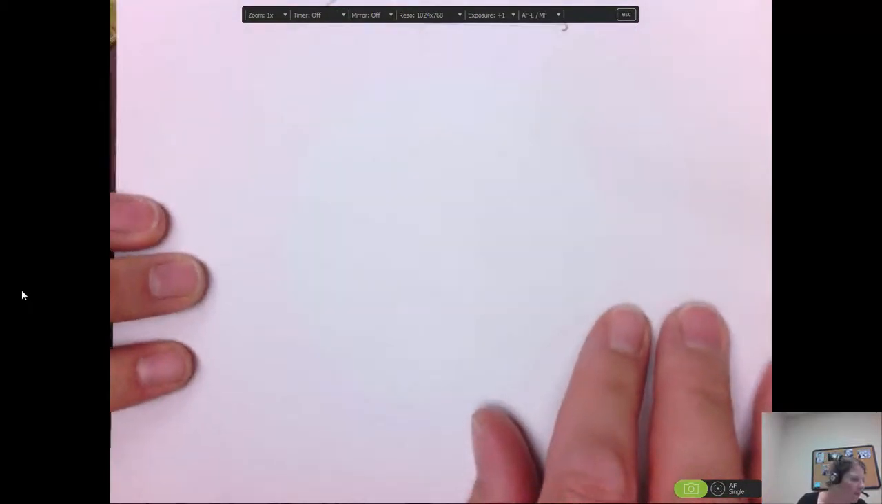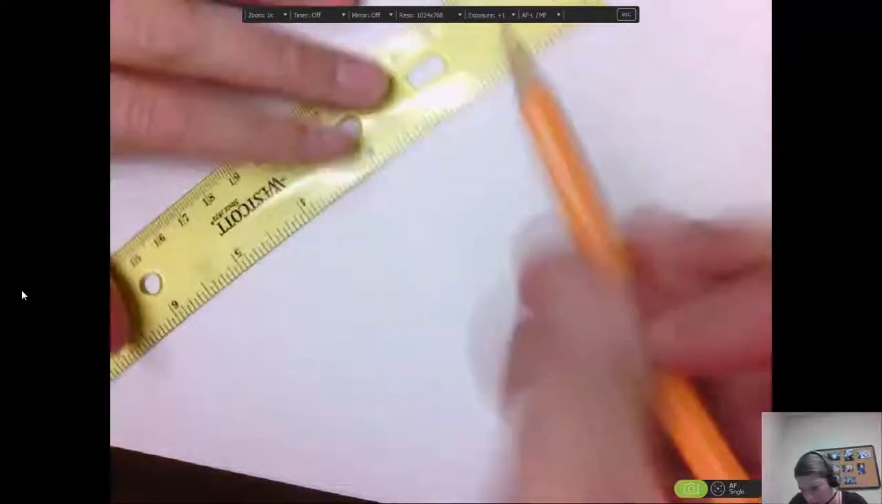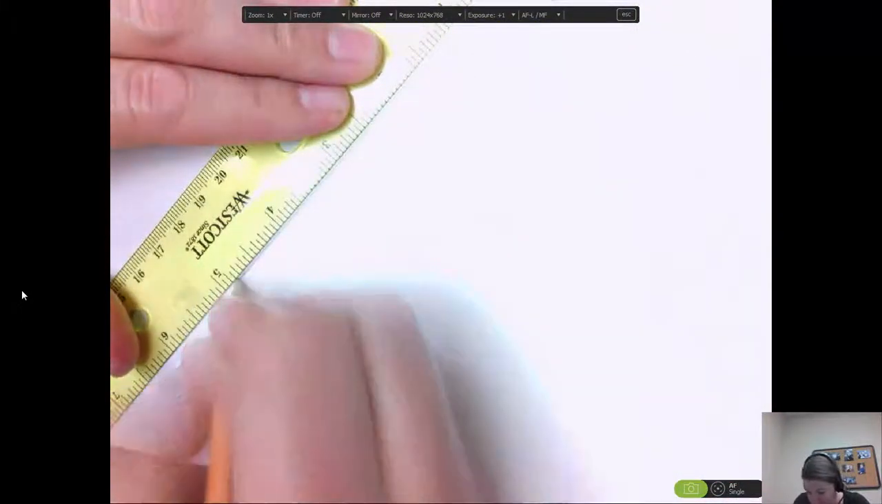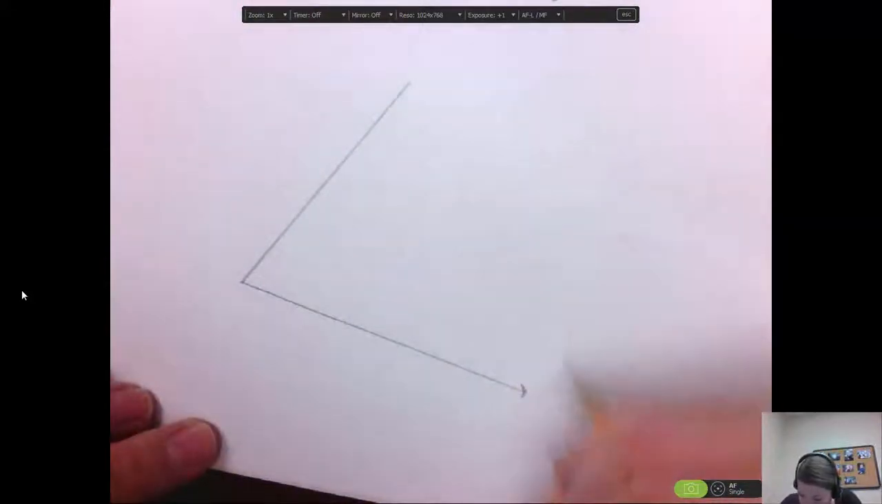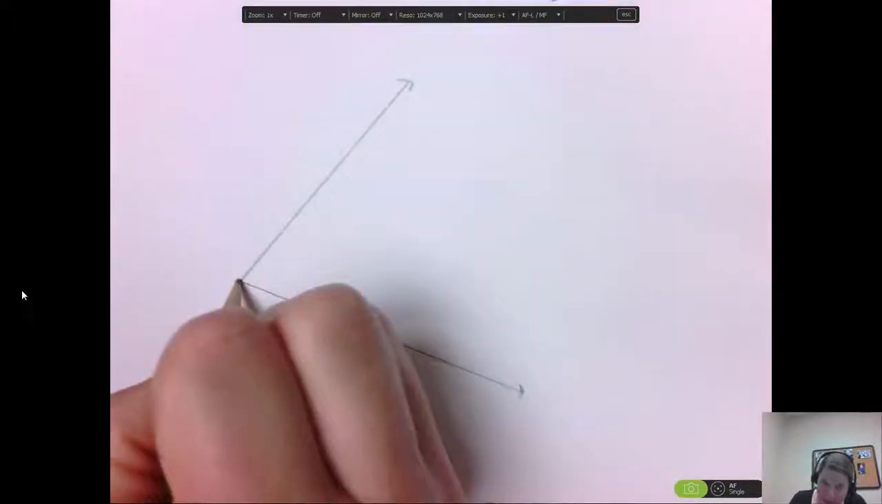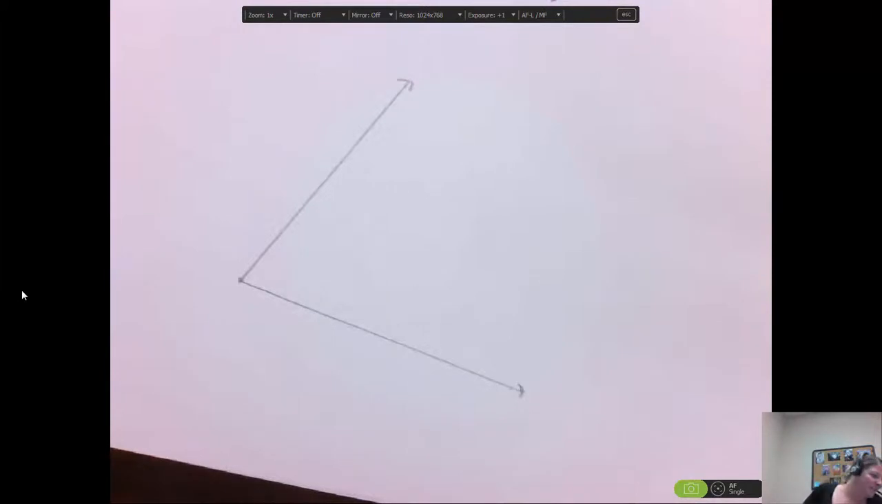So what if we wanted to construct a bisector of an angle? What is a bisector? First of all, a bisector is a line, or a ray, that's going to go right down the center and cut your angle in half. So let's start with a bigger one here. I'll draw a bigger angle for this. And so here's an angle. I want to bisect this angle.